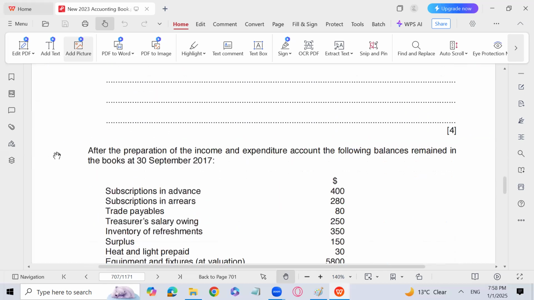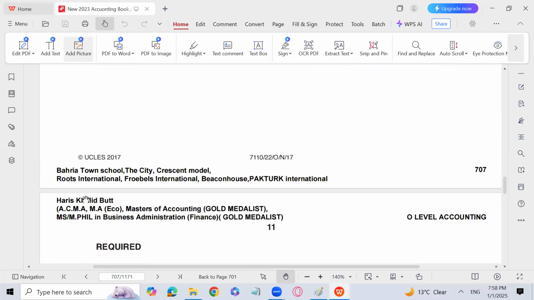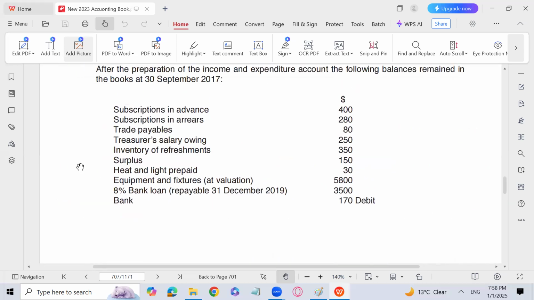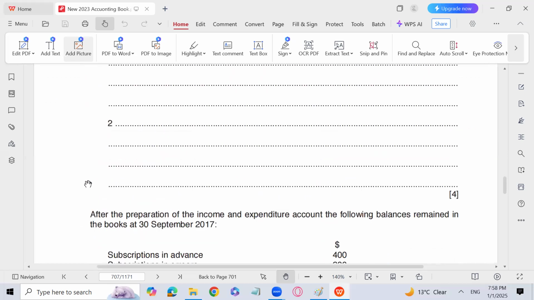After the preparation of the income and expenditure account, the following remain in the books at 30th September. So ending balances are given, and the examiner has asked us to prepare the statement of financial position. We can easily do that because the surplus is already given to us. So we don't need to calculate the surplus, because it is given in the question. We have to prepare the balance sheet.